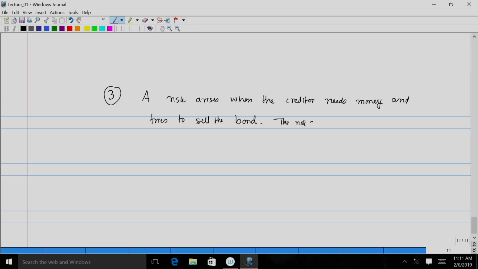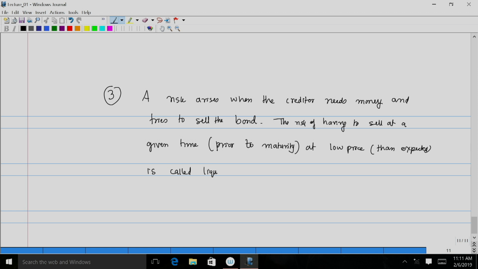So, this kind of risk, what is that? That means the risk of having to sell at a given time prior to maturity at a price lower than expected is called liquidity risk. Liquidity essentially means your ability to sell off the asset. So, since this kind of loss is incurred as a result of selling your bond prematurely, that is the reason why this kind of risk associated with bonds is known as the liquidity risk.